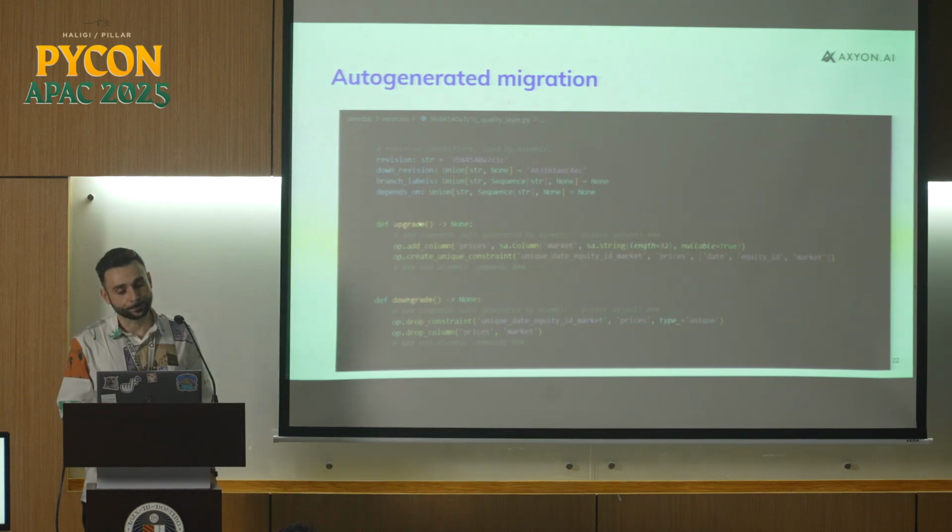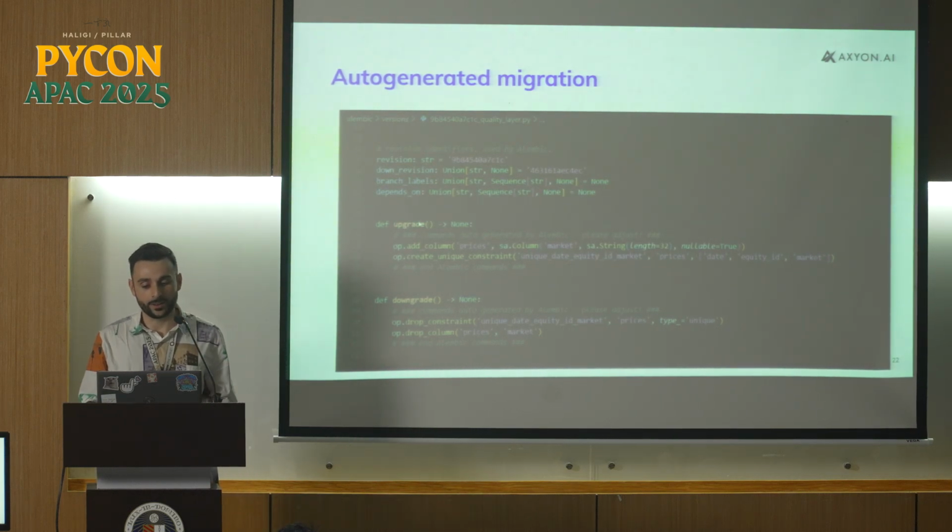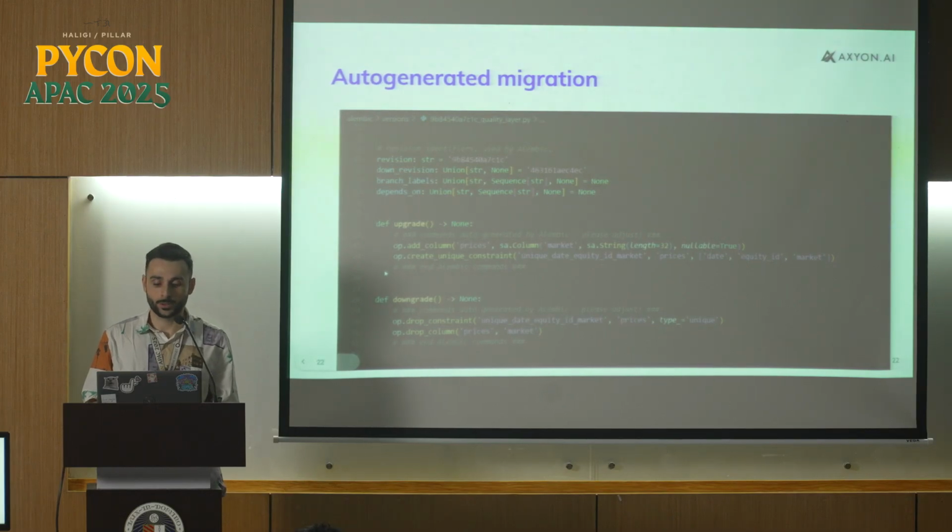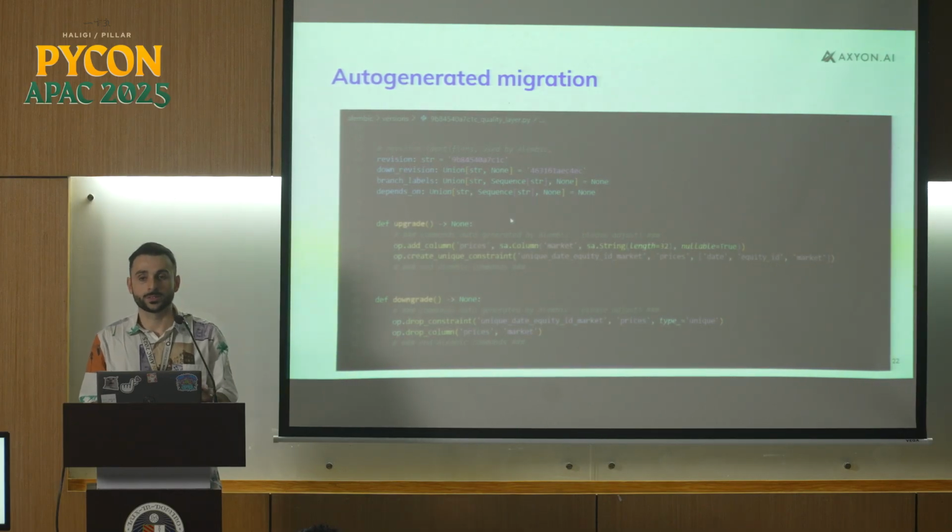And then in the function upgrade, we are defining the column market as expected, and defining the constraint for the combination of the three columns. And again, in the downgrade function, we just bring the DB to the previous state. And trust me, this code was all generated by Alembic. I didn't touch it, so it's basically all the work done for me for free.